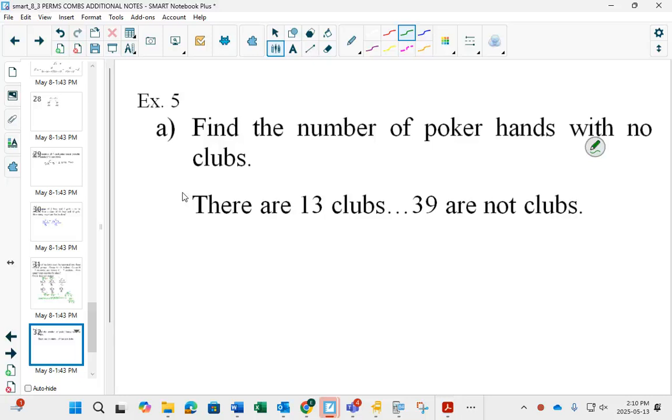All right, here we go. Taking out all the clubs, I'm doing a good job. And then prepare to be amazed. I'm even going to shuffle.